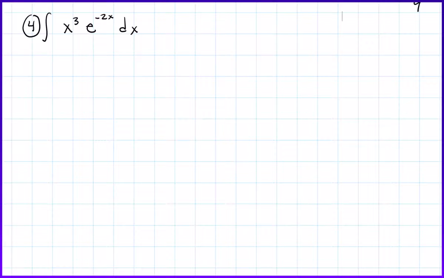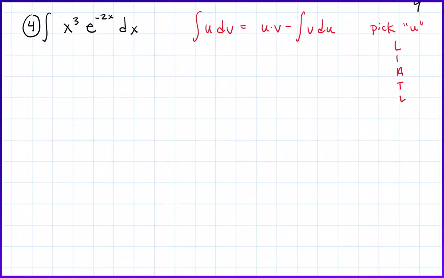And again, remember, we're using our integration by parts formula. So our integral of u dv is equal to u times v minus the integral of v du. And just as a little note, we can pick u, kind of keep this off to the side. We can pick u using that little acronym as mentioned on the last example, LIATE or ILATE if you switch the I and the L.